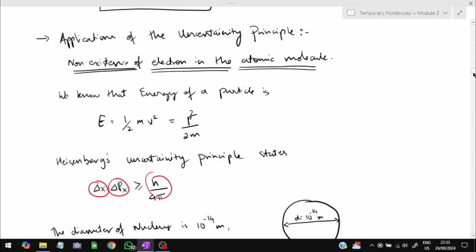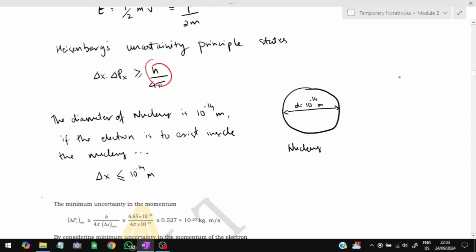The diameter of the nucleus, as we know, is of the order of 10 power minus 14 meter. If the electron is to exist inside the nucleus, then delta x should be less than this value, right? Obviously, because if it is existing, the value cannot be greater than this, because it should exist within the diameter.